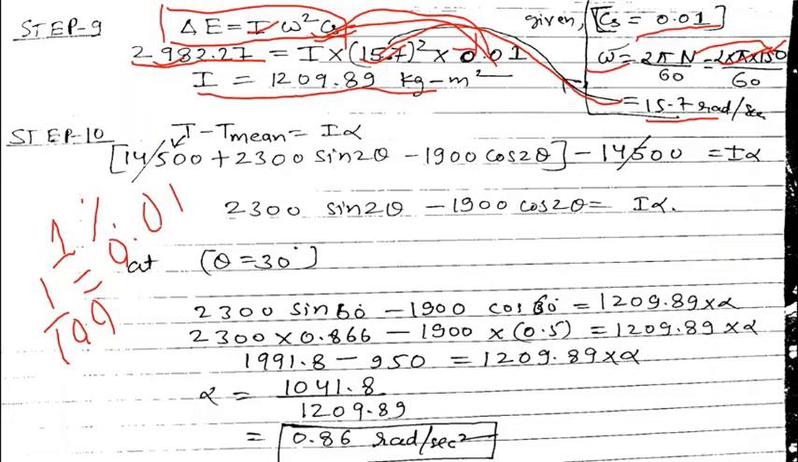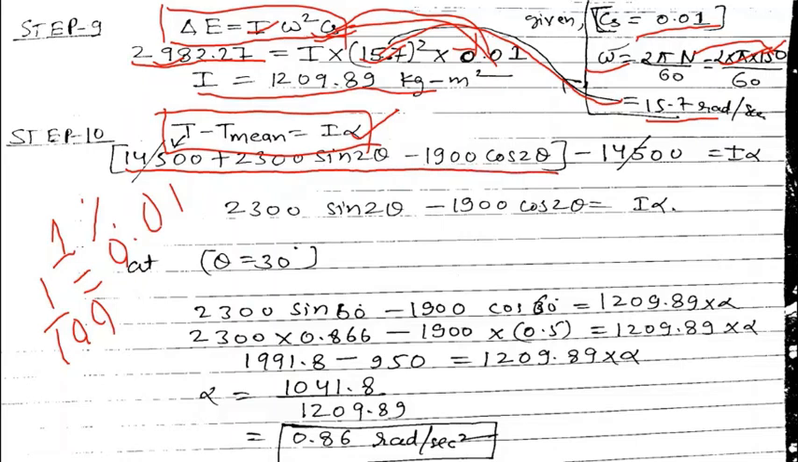Now in the next step, I will calculate the value of alpha, that is the angular acceleration of the flywheel. For calculating the value of alpha, use this formula, that is T minus T mean is equal to I alpha. Now friend, we know that the value of T is given to us in the question as a function of theta: 14500 plus 2300 sine 2 theta minus 1900 cos 2 theta. It is already given to us in the question.